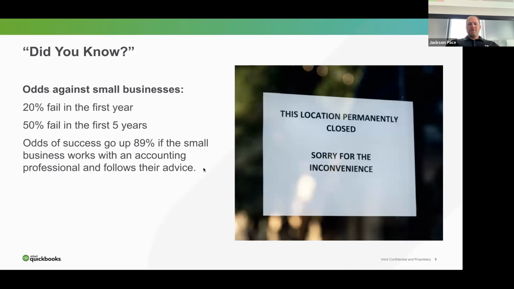Okay, we'll jump into it here. Did you know odds against small business? There's a lot of odds. It seems, especially recently with COVID, there was even more odds against small businesses. But I thought this one was interesting. 20% of small businesses fail in the first year, which is quite a few. 50% fail in the first 5 years. So half of the businesses that start fail within 5 years.